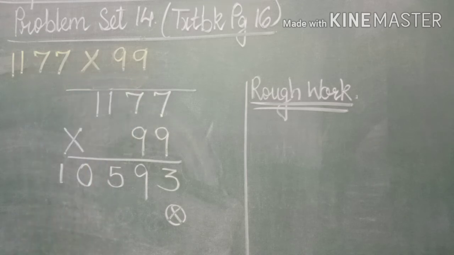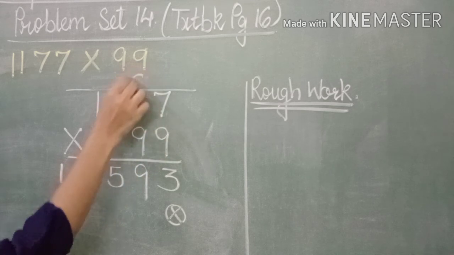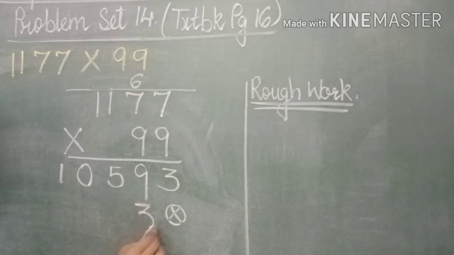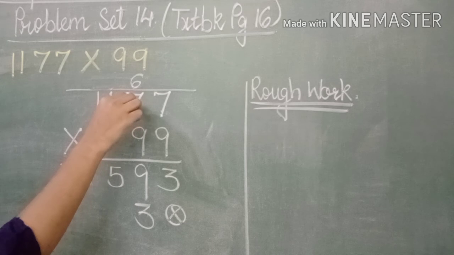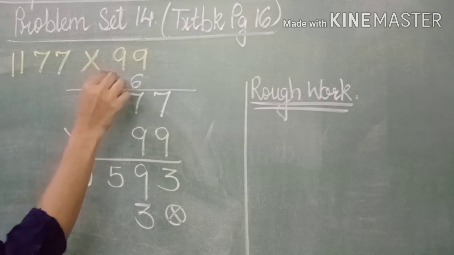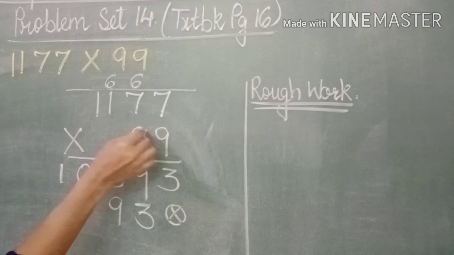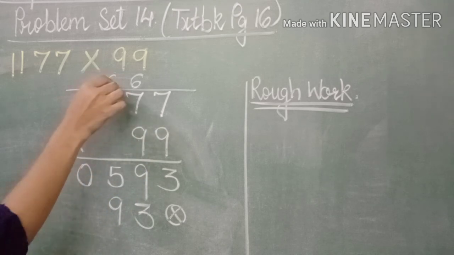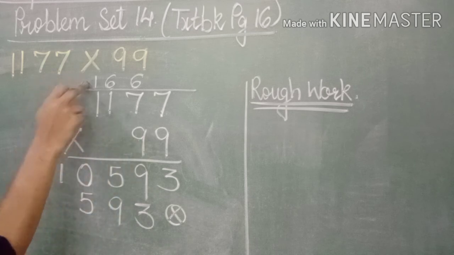Right everyone? Now we have to do the carry forward of the tens place. 9 sevens become 63. 6 carried up, 3 written down. 9 sevens are 63 plus 6, that becomes 69. 6 carried up, 9 written down. 9 ones are 9 plus 6 becomes 15. So 1 carried up, 5 written down. 9 ones are 9 plus 1, that becomes 10.